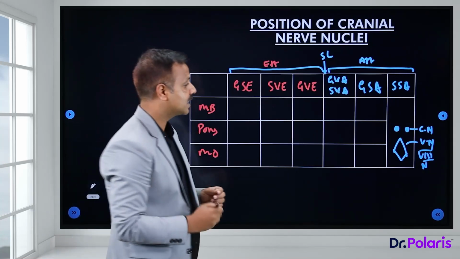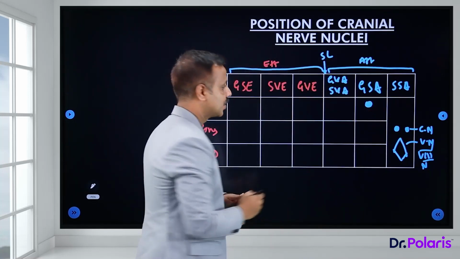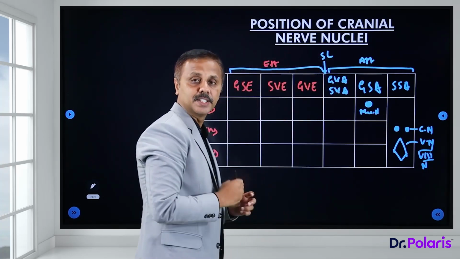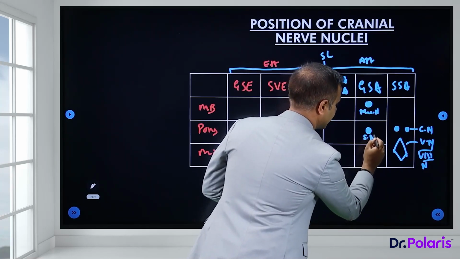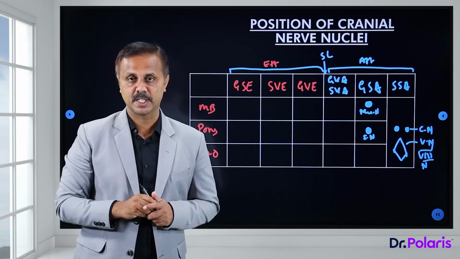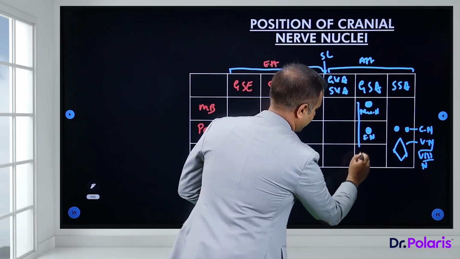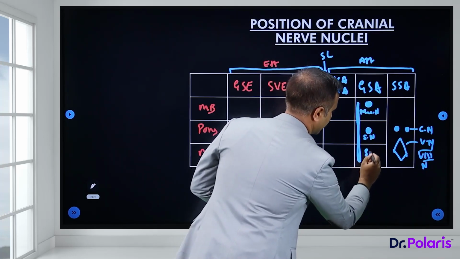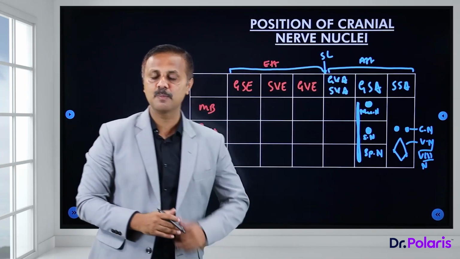For example, it has something referred to as the mesencephalic nucleus. Right? Then it has a chief sensory nucleus. Then it has something referred to as the spinal nucleus. The peculiarity of the spinal nucleus is that it extends throughout the brainstem. So let's say this is the spinal nucleus.